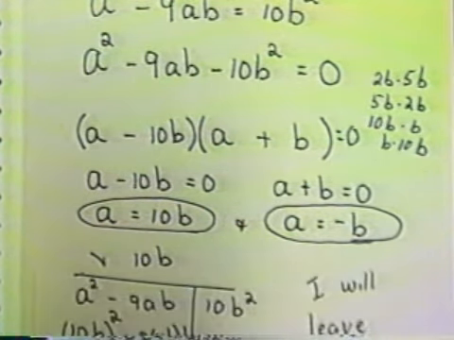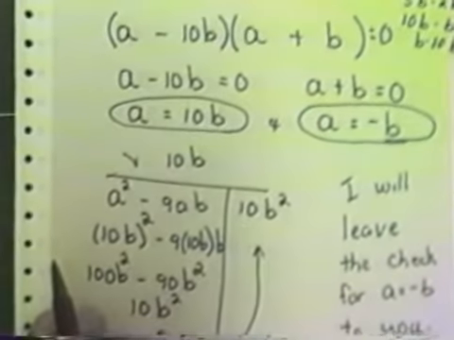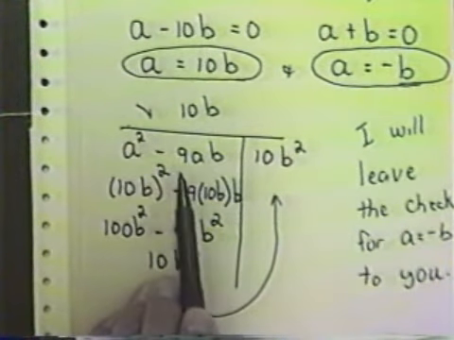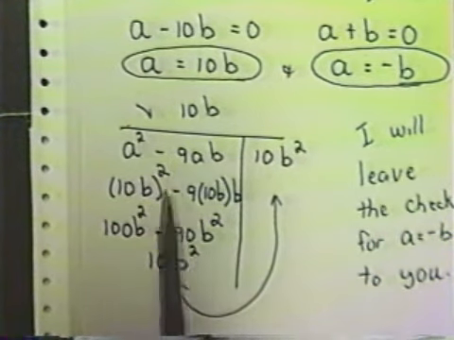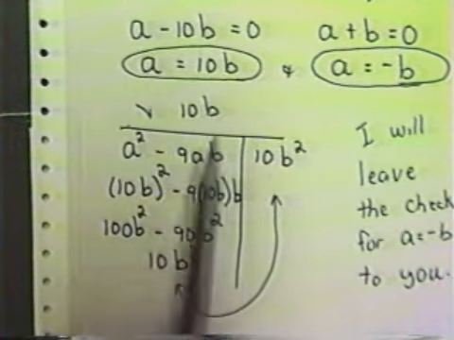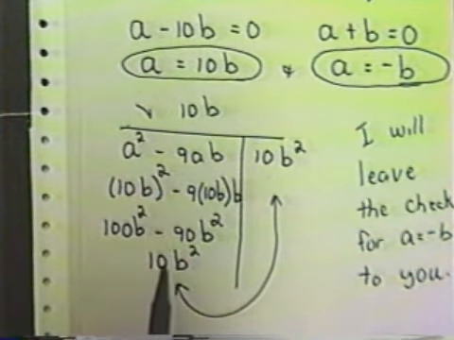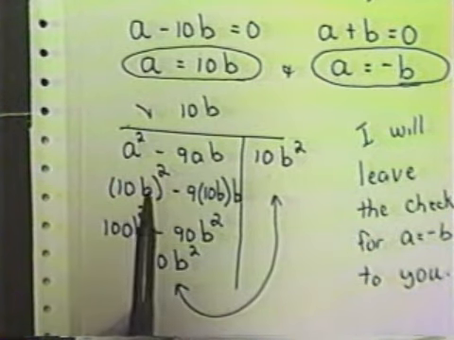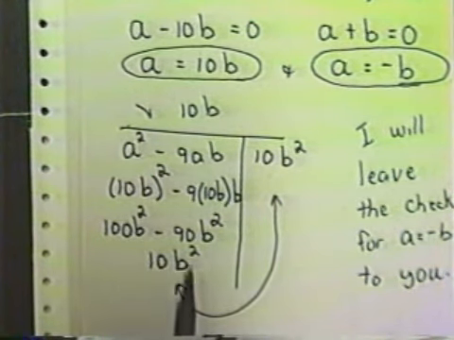I'm going to check 10b for you, and I'm going to leave you to check negative b. We have a squared minus 9ab is equal to 10b squared. What we're going to do is replace a with 10b. So in place of a squared, I have 10b quantity squared. In place of a, I have 10b. Well, 10b squared is 10b times 10b, which is 100b squared.